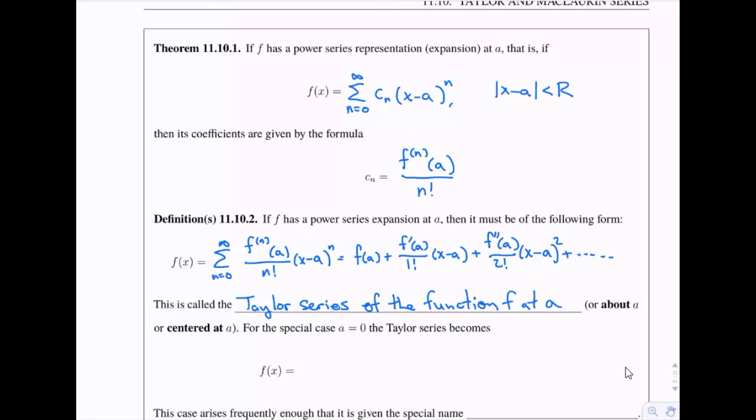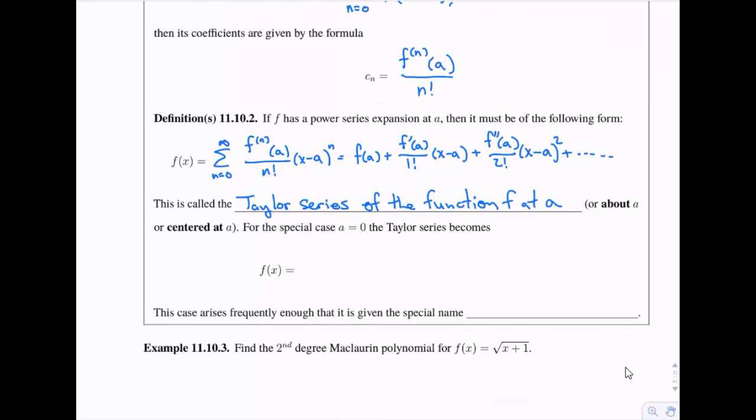And we have a special case, right? For when a equals 0, we can simplify things. It looks a little nicer. So the Taylor series becomes the sum from n equals 0 to infinity of the nth derivative of f evaluated at not a now, but 0, divided by n factorial times x to the n. So this is f of 0 plus f prime at 0 divided by 1 factorial times x. Again, we could simplify this down. Plus the second derivative evaluated at 0 divided by 2 factorial times x squared, plus so on and so forth.